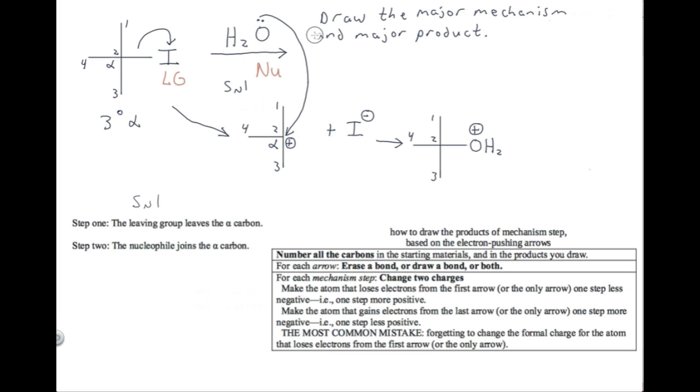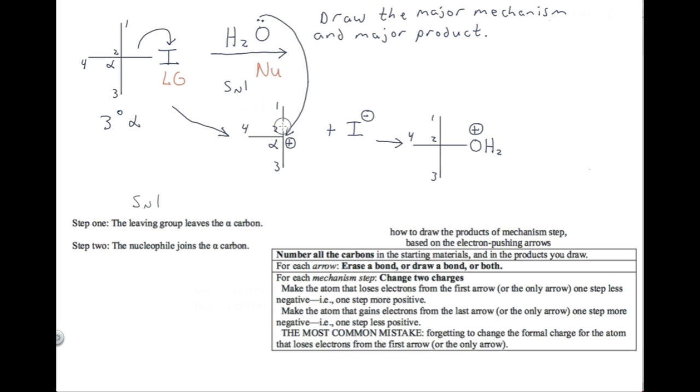Did you remember to do that? When you did this step, did you remember to change the charge on this oxygen from neutral to positive? If you did change the charge, great. But if you didn't, then you need to keep working on this idea. Always make the atom that loses electrons from the first arrow one step less negative, one step more positive. It's absolutely crucial to change this charge from neutral to positive.